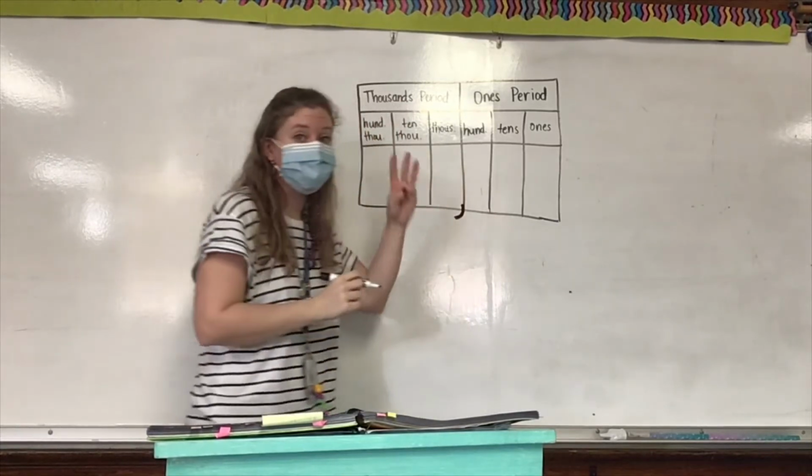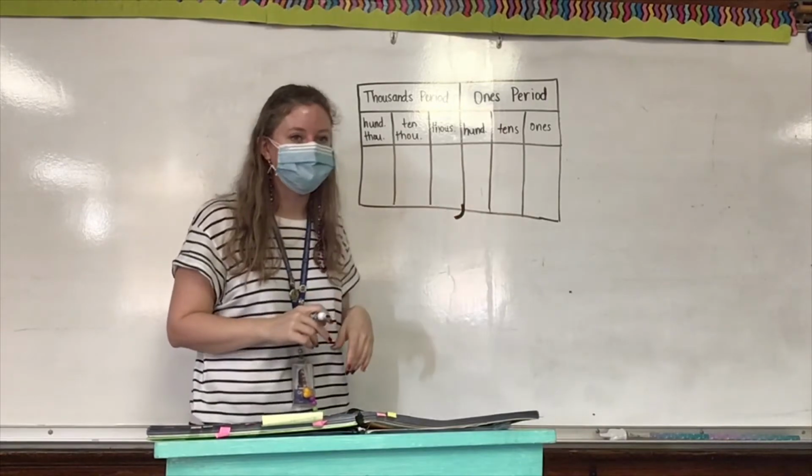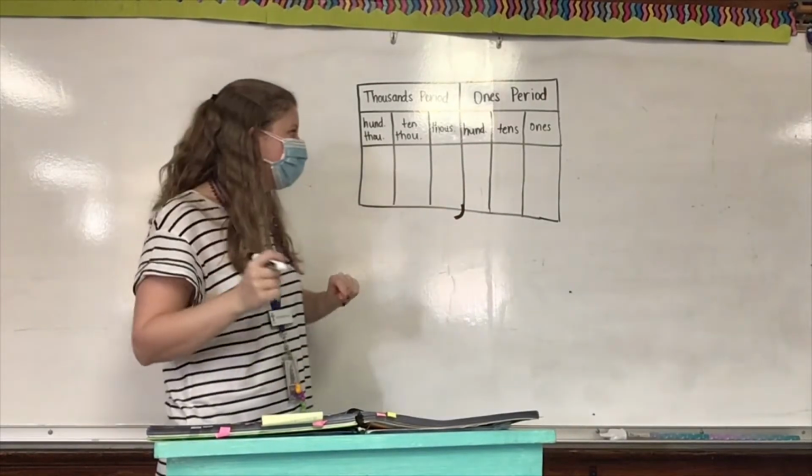Remember, a period is every 3 digits. We have a new period. What goes every 3 digits in a number? Class? A comma.